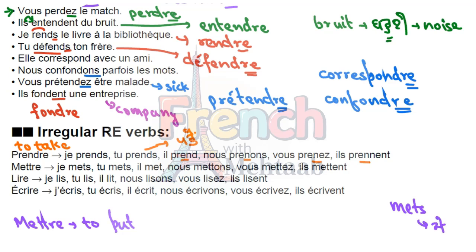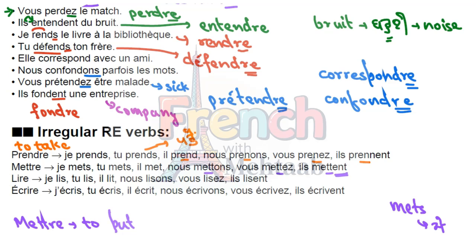Je mets. I put. You put is tu mets. He puts, il met. We put, nous mettons. You put, vous mettez. And they put, ils mettent. Ending ENT, we wouldn't pronounce it, okay?